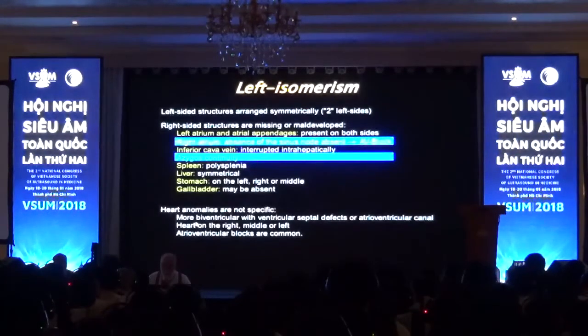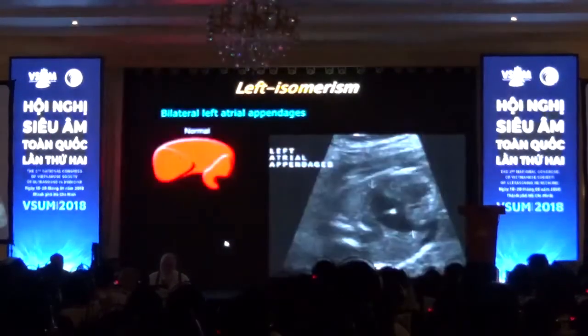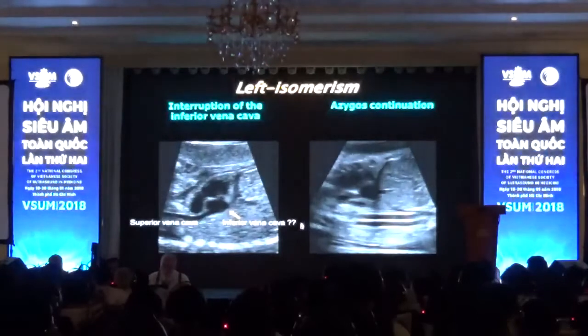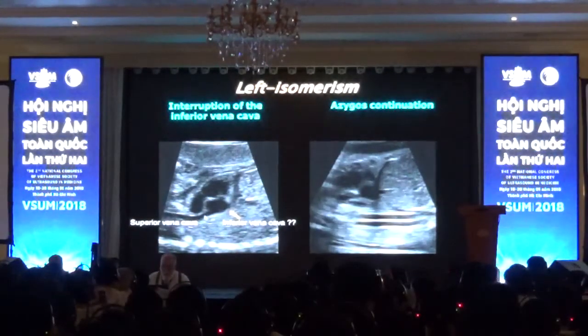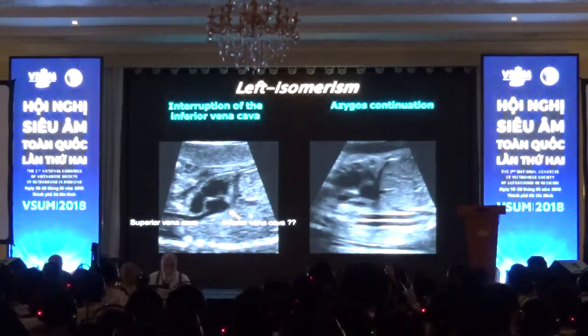The anomalies include biventricular anomalies with ventricular septal defect, atrioventricular septal defect that we just discussed earlier, and the heart can be either on the right, in the middle, or on the left. AV blocks are common, so this baby has trouble when they're born. You can look at the atrial appendage. I have shown you this image: superior cava and no inferior cava, very classical.